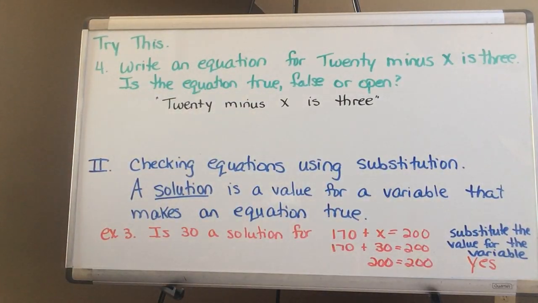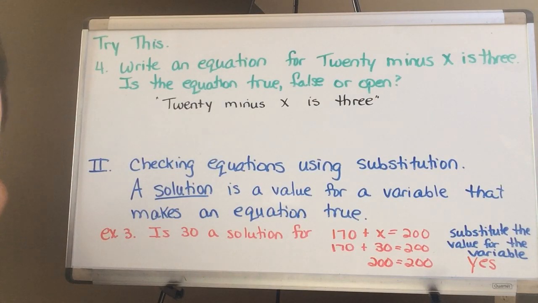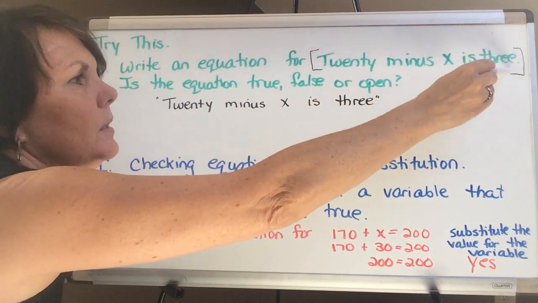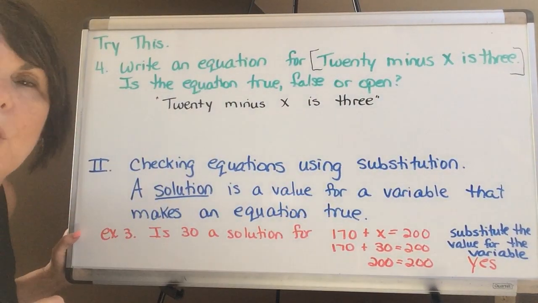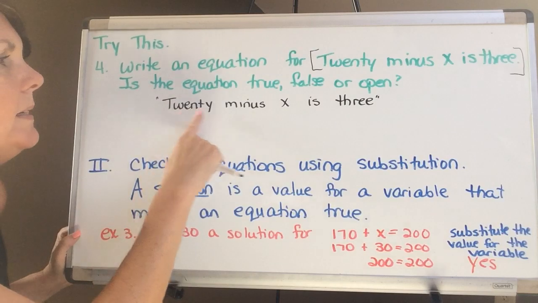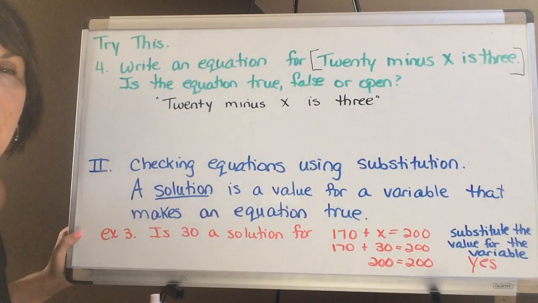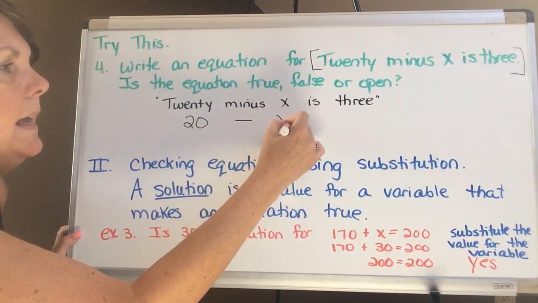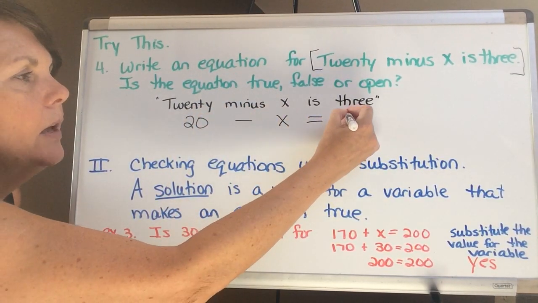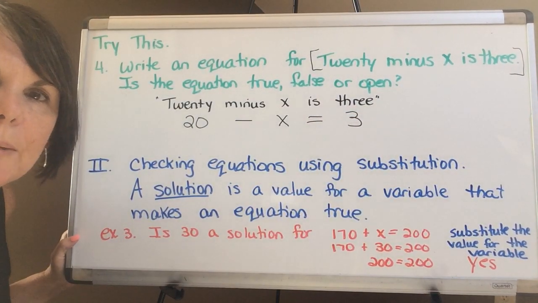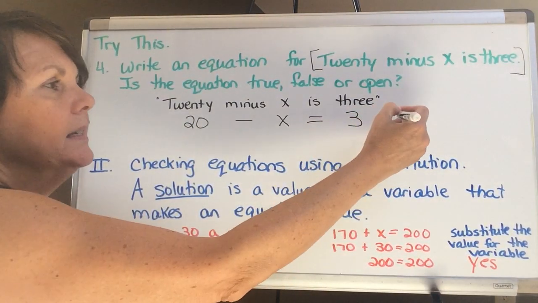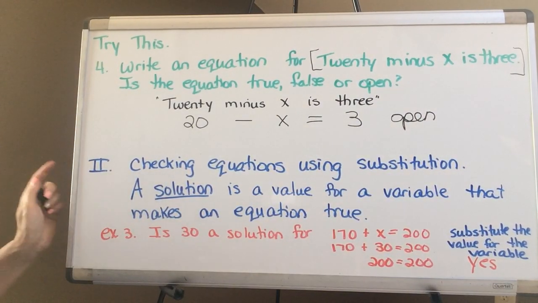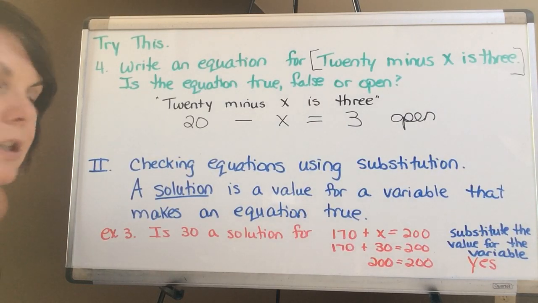Let's try one. Write an equation for 20 minus x is 3. Okay, from this point to this point. Is the equation true, false, or open? So I'm going to rewrite 20 minus x is 3. Okay, now let's translate that. 20 minus x is 3. Straight translation. It contains a variable. This is an open sentence.